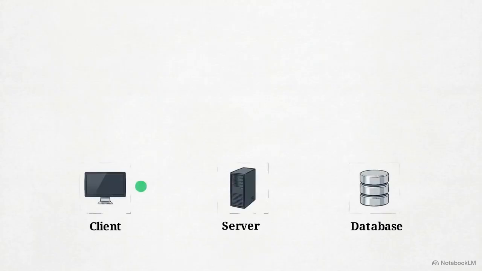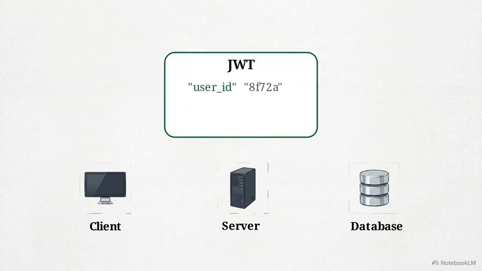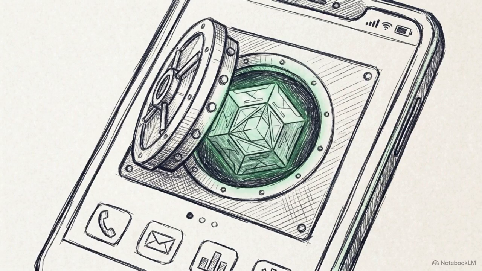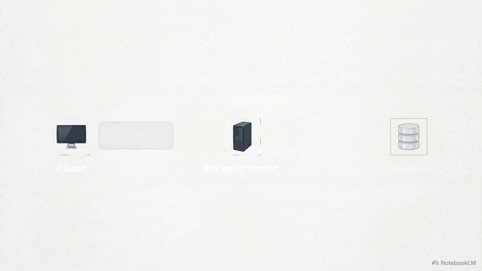When a user logs in, the server verifies the credentials, but does not save a session. Instead, it generates a JWT, a cryptographically signed string. This token is self-contained. It contains the user's identity and an expiration timestamp, all encoded within the string itself. The client receives this token and stores it locally, typically in local storage or a secure cookie. For subsequent requests, the client includes this token in the authorization header as a bearer token.